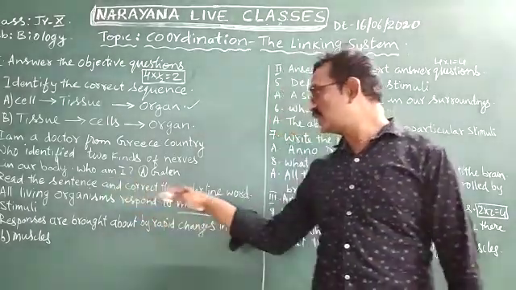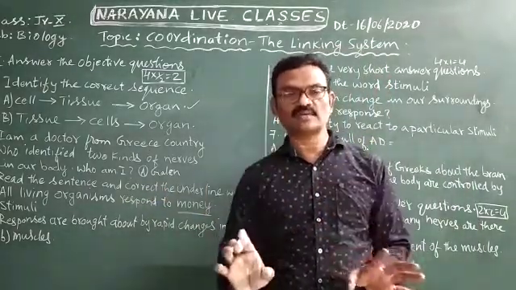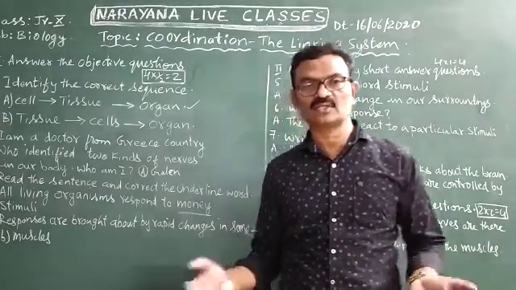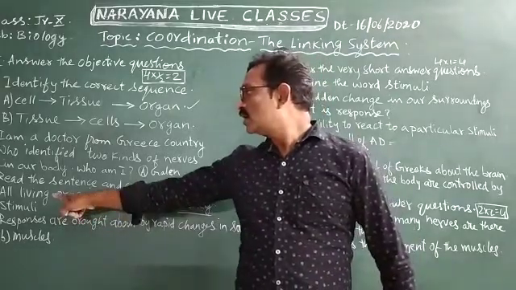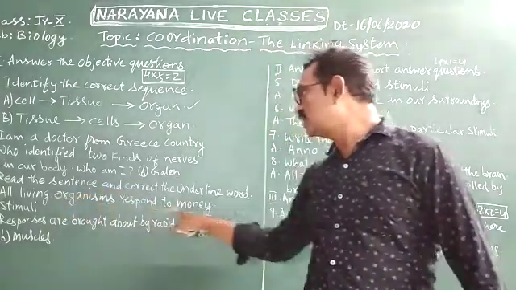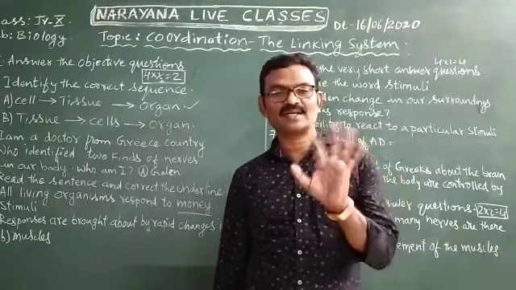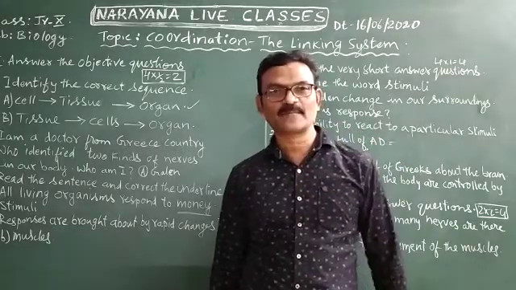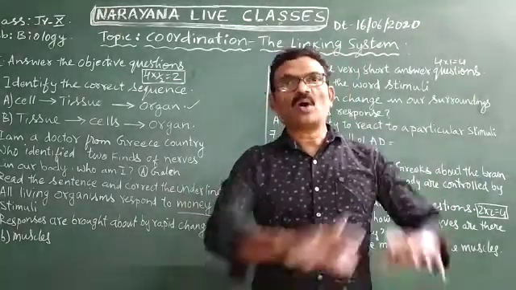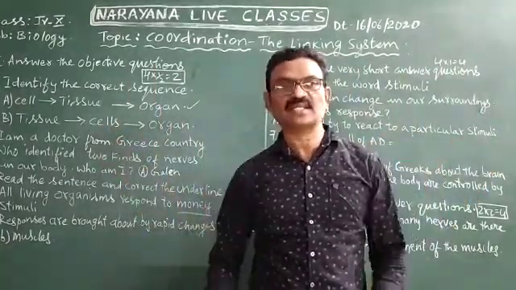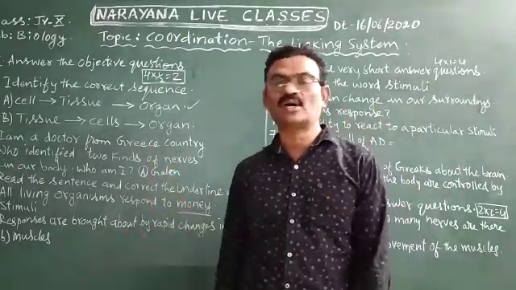Third one, read the sentence and correct the underlined word. That means the underlined word will be the wrong one. We have to change it. Very easy for us to identify the correct answer for this underlined word. See, all living organisms respond to money. Maybe human beings respond to money, but other organisms do not know what money is. That's why, in the place of money, if we keep stimuli, all the organisms present on this earth will respond to stimuli. So stimuli is the correct answer for the third objective.